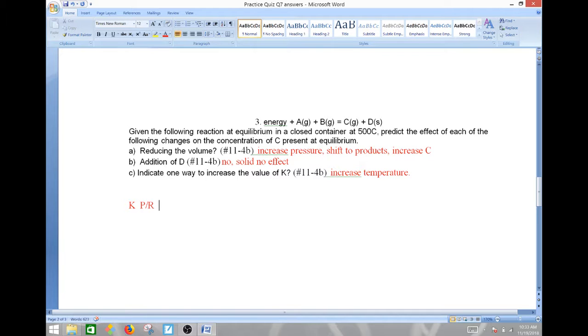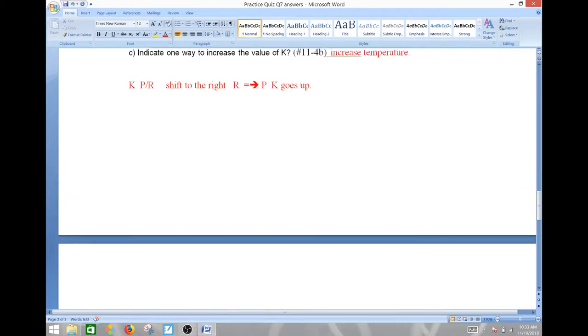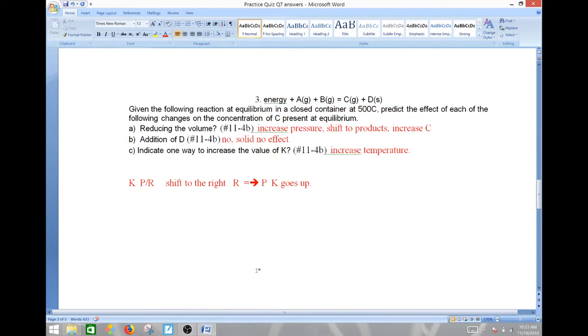So in this case, I know I'm going to shift to the right. I'm going to take reactants and produce products. As I do that, I'll have more numerator and less denominator. So K goes up. That's important. I meant to mention that yesterday, but I did not. Most years I do. So either way, that should be the end of our quiz, and that is it. Thank you very much, and have a nice day.